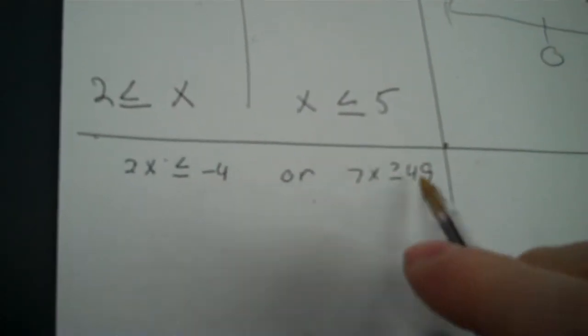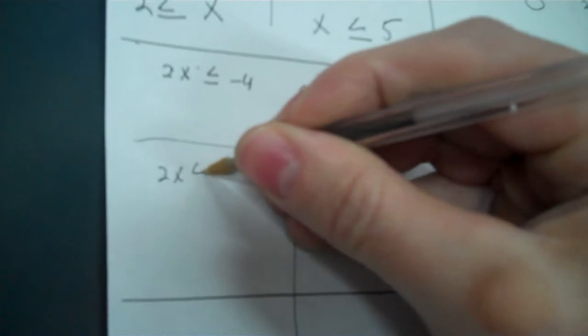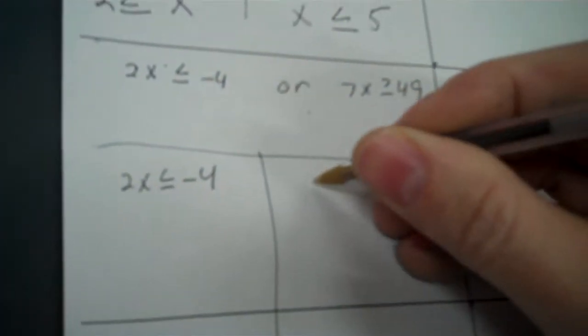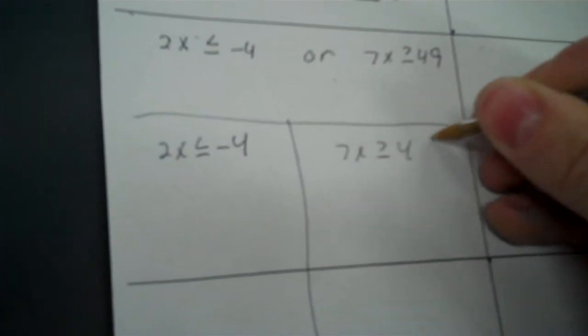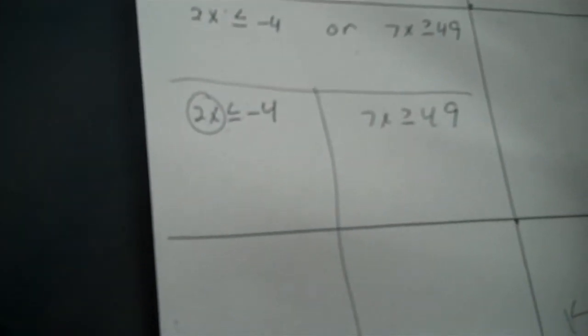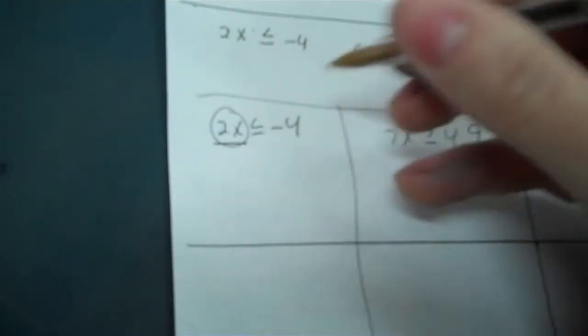Okay, my next problem. Again, it's a compound inequality. You have two symbols, but it's not the overlap, okay? On one side, I put 2x less than or equal to negative 4. On the other side, 7x greater than or equal to 49. So here x is multiplied by a positive. The sign will not flip. And I don't have to add or subtract anything, okay? I can go straight to my division by 2.